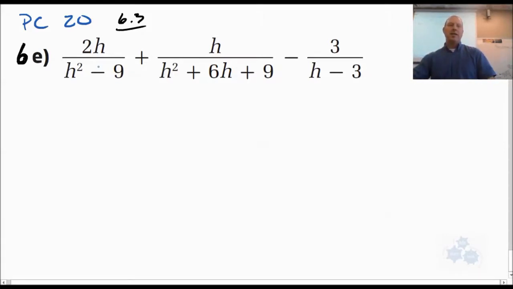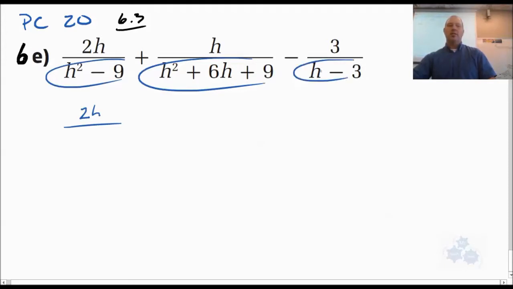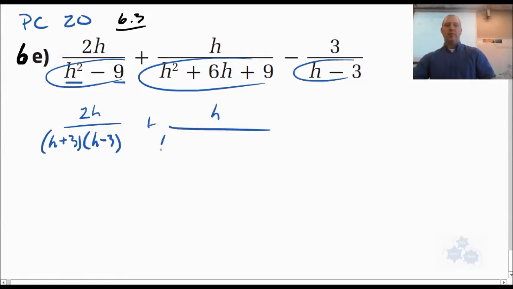As a good idea, do you have to factor the tops right away? Maybe not always, but you should factor the denominators for sure. This one's already factored, but let's factor these. This is a difference of squares. You should recognize that. So that's h plus 3 times h minus 3. Over here, it looks like a perfect square trinomial, so that's h plus 3 times h plus 3. And over here, h minus 3 is already factored, so you can't do much with that.